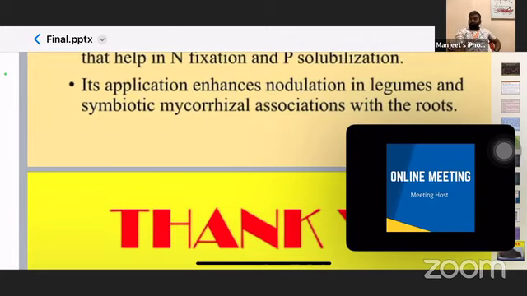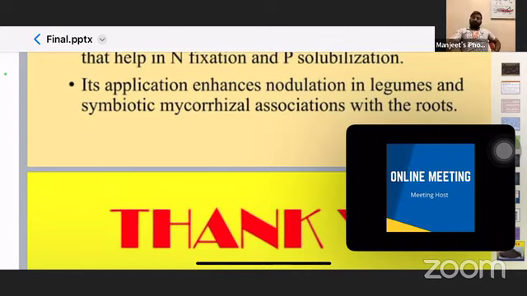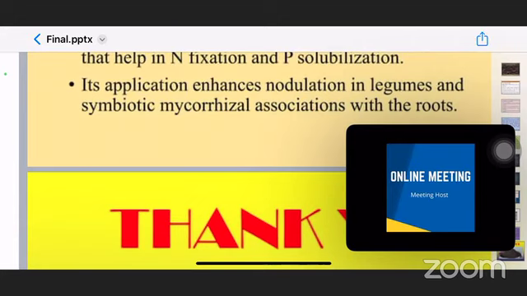Okay. And are there any specific permits or regulations that need to be followed when establishing and operating a commercial vermicompost unit?